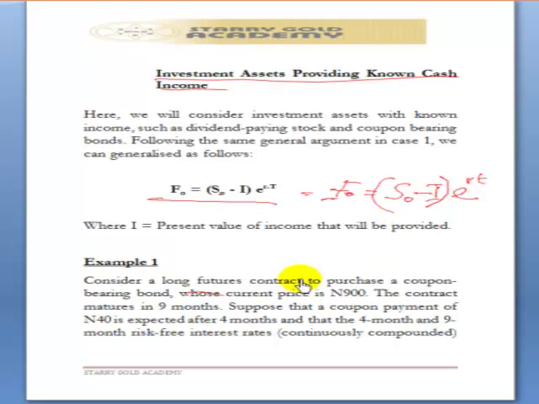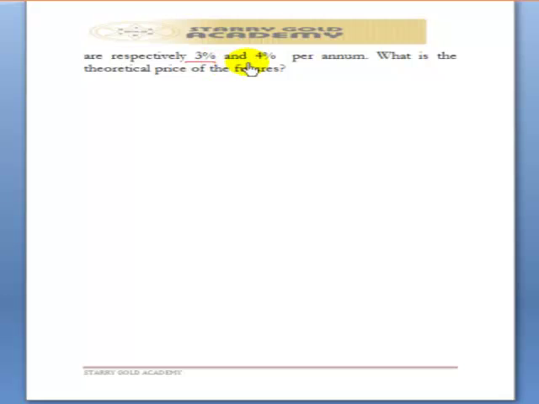Let's look at this example. The example says, consider a long futures contract to purchase a coupon bearing bond whose current price is what? Is 900. The contract matures in 9 months. Suppose that a coupon payment is 40 naira, and this is expected after 4 months, and the 4-month and 9-month risk-free interest rates, continuously compounded, are respectively 3% and 4% per annum. What is the theoretical price of the futures? That is, as I said the other time, stock price minus present value of the coupon, into exponential, raised to the power rate times the time.